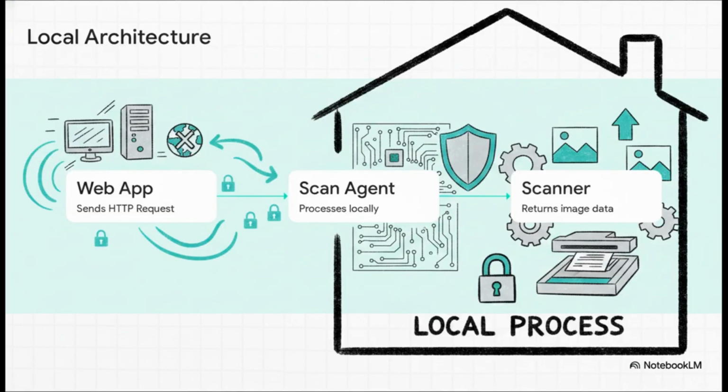The architecture itself is brilliantly straightforward. It's a simple three-step local architecture. Step 1, your web or desktop app sends a standard HTTP request to the local network. Step 2, the ScanAgent local service receives that request, processes it, and handles the hardware communication. And Step 3, the physical scanner runs the scan and returns the image data right back to your application as a PNG or base64.